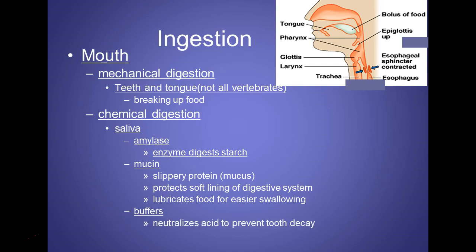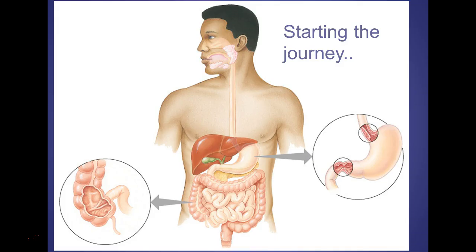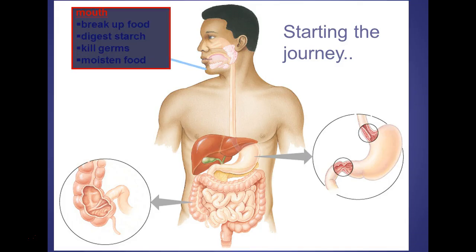Interesting little fact. There's also buffers, which neutralize the acid to prevent tooth decay, so you have buffers in your saliva. And then there's antibacterial chemicals in your saliva, which kill bacteria that enter the mouth with food. So, like I said before, not all bacteria are bad. However, bad bacteria does linger around, and it's on everything. So we have that first line of defense in our mouth, okay? So here it is, starting the journey, mouth. In the mouth, we break up food, digest starch, kill germs, and we moisten food. Important points.